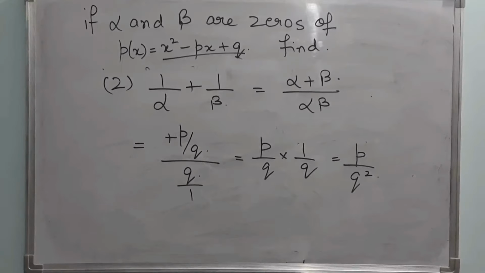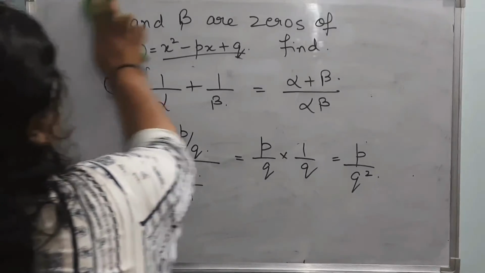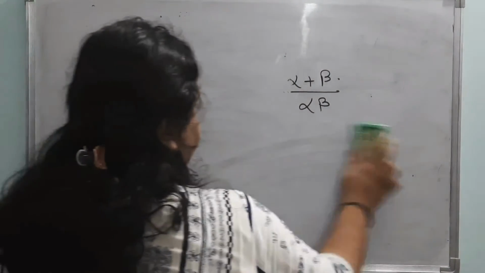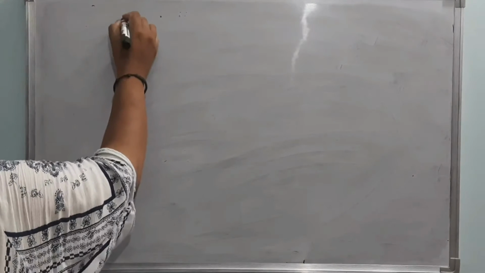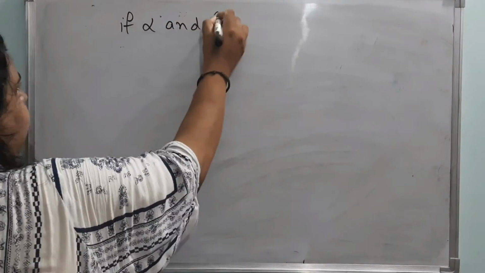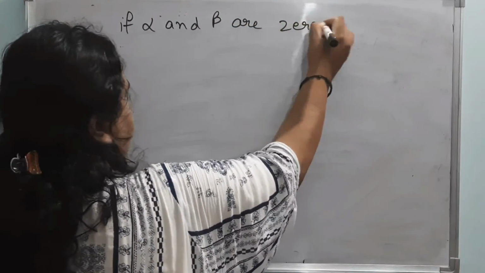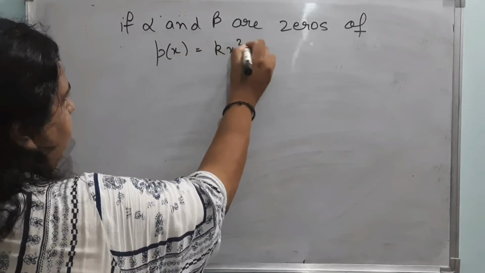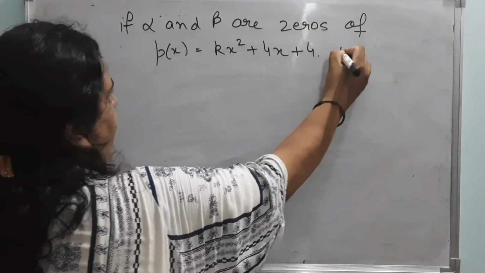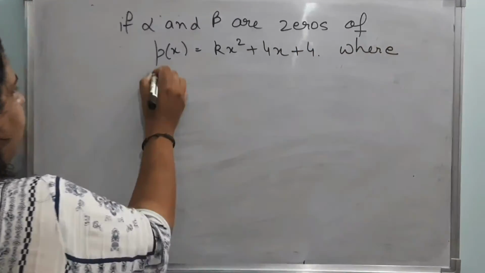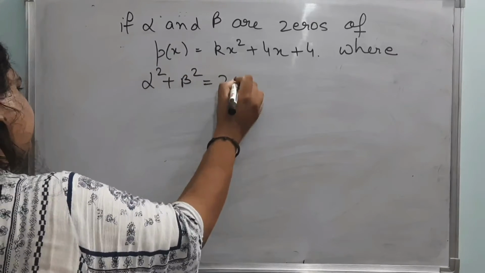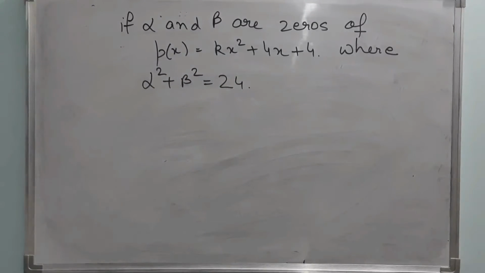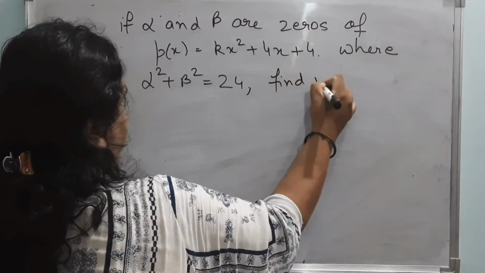So that is how to use the relationship with the question. Let's take one more example. If alpha and beta are zeros of p(x) equals kx square plus 4x plus 4, where alpha square plus beta square equals 24, find the value of k.